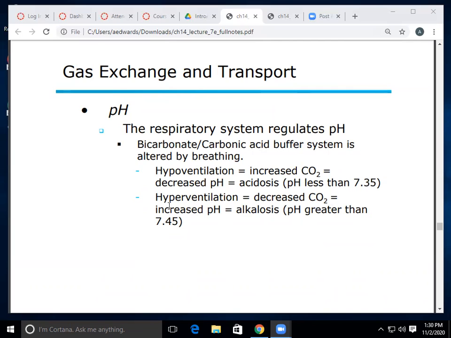All right, hyperventilation means more rapid breathing or more breathing. You have decreased CO2, which increases your pH, and you get alkalosis, more alkaline or basic, which makes your pH greater than 7.45. Remember, 7.35 to 7.45 is your normal range for pH in your body, right?